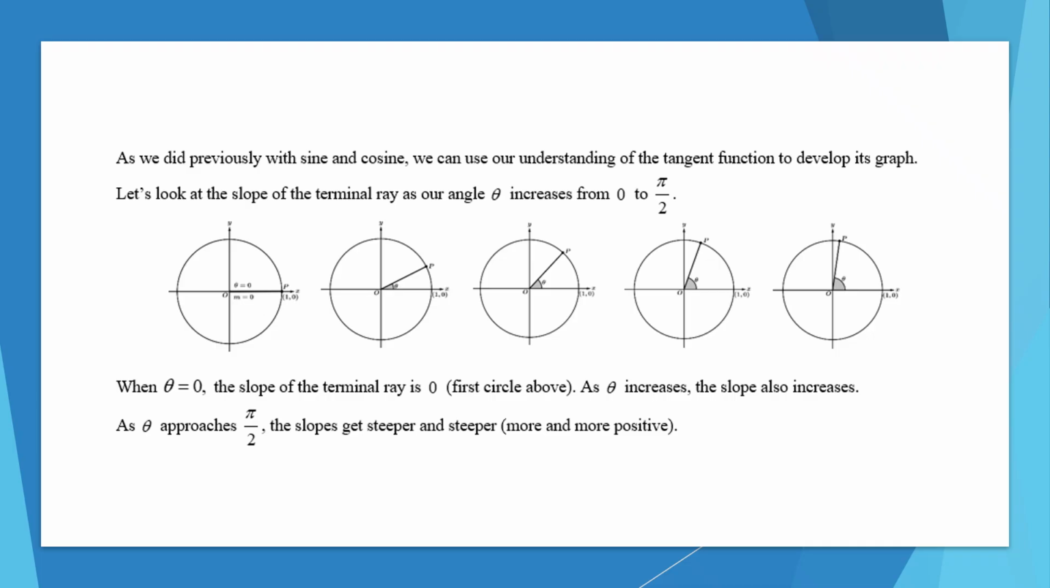And so let's take a look at the tangent of theta, or an angle, when it goes from 0 to pi over 2 radians. And remember, tangent is just the slope of the terminal ray. So let's start by guesstimating the slopes here for each of those 5 circles. So this first circle, when theta is 0 and it's a flat line, the slope of a flat line is just going to be 0. So we know that, pretty easy.